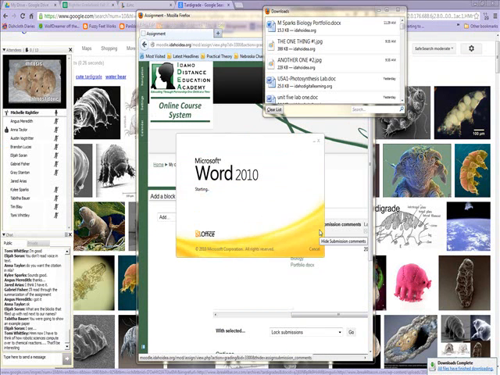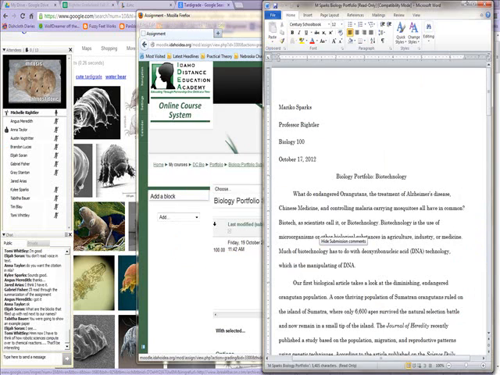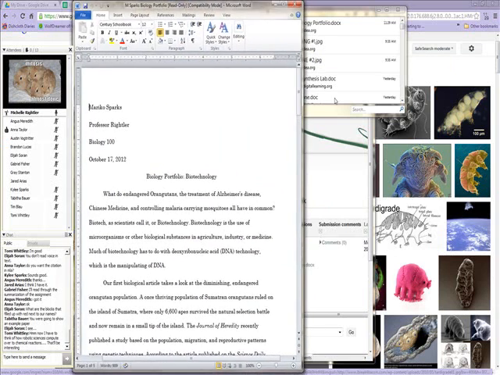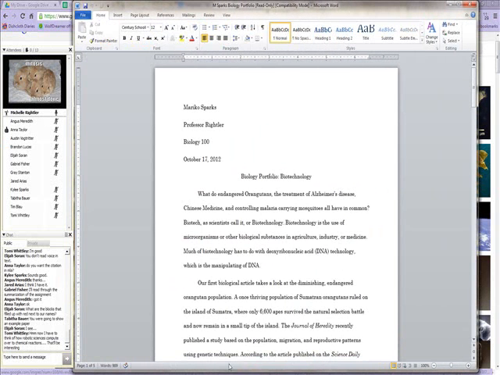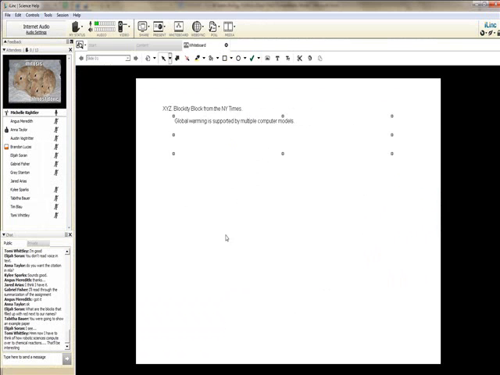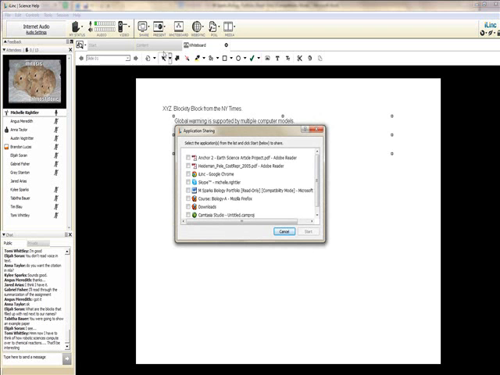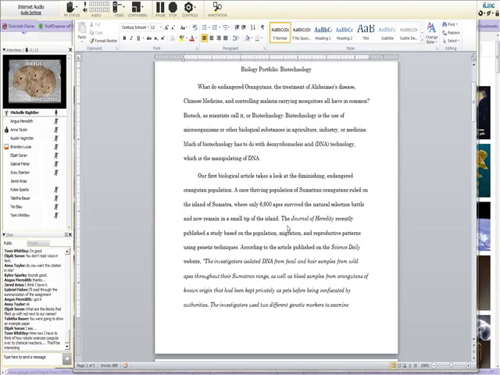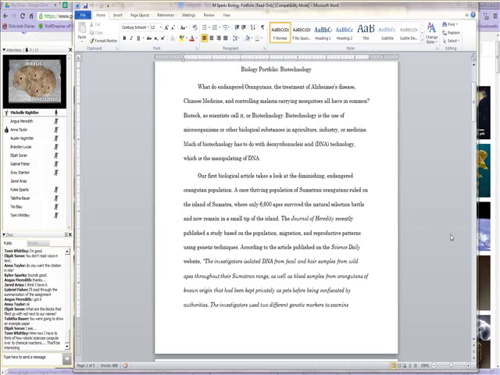Okay, so I'm going to share this. And you can probably tell by looking at just the few introductory paragraphs why this was a B paper and not an A paper.